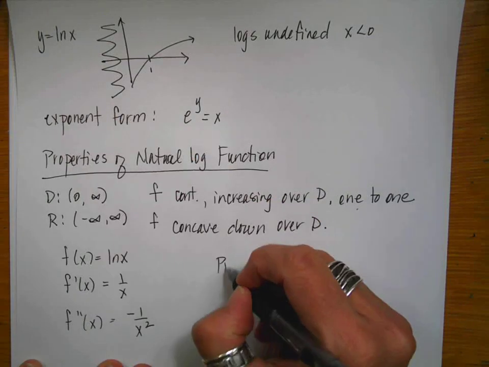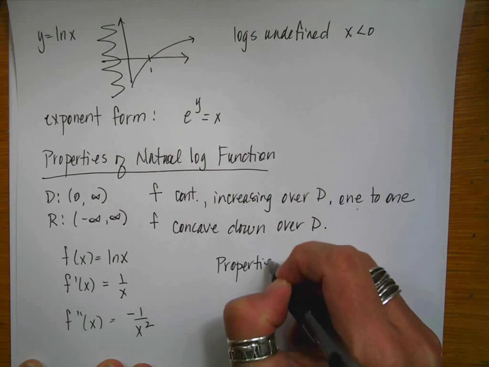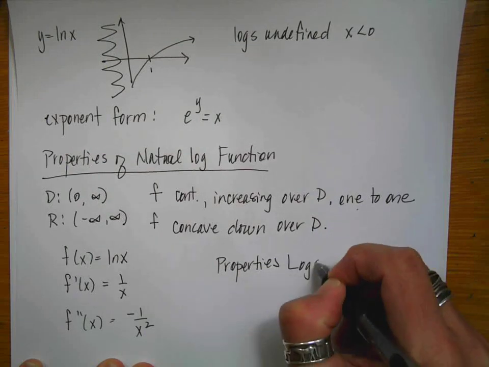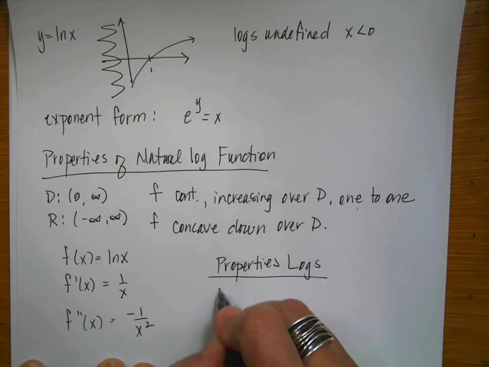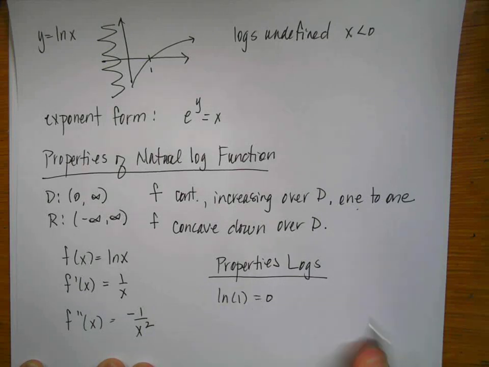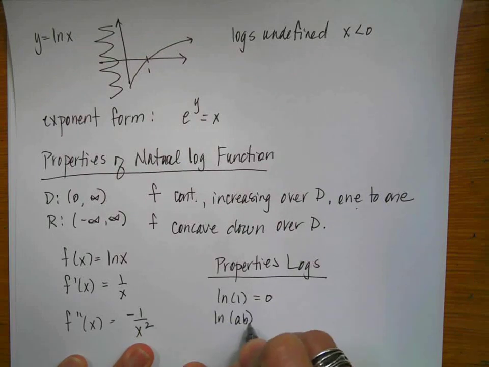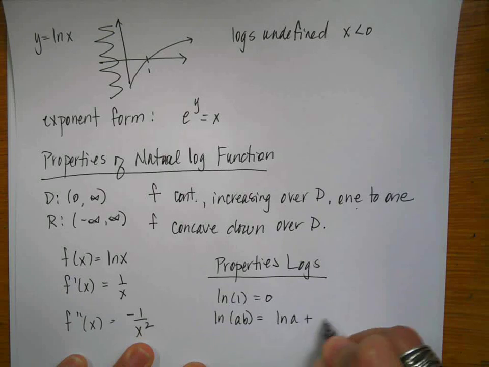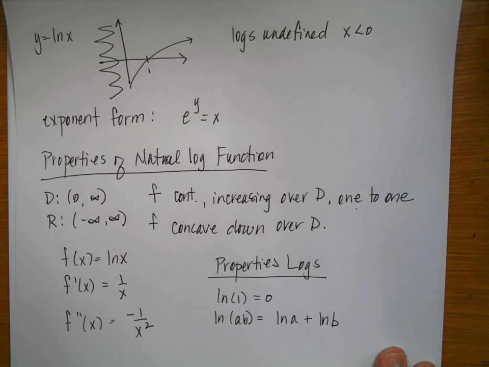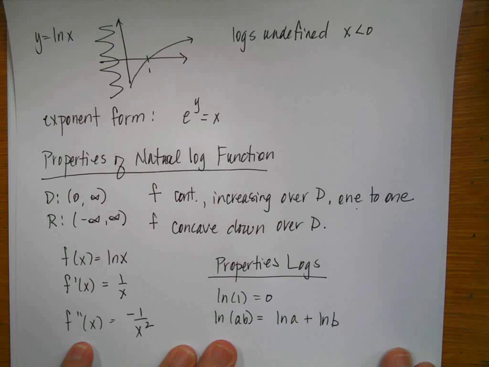Okay, so those are some things that we know about the function y is equal to the natural log of x. So now let's look at some properties of logs. I know that the natural log of 1 is 0, and that's actually really helpful to remember, especially if we're on a non-calculator portion of our test. If I have the natural log of a times b, that's the natural log of a plus the natural log of b. And sometimes with our derivatives, our equations can get wicked complicated, but if I use my properties, it makes my life so much better.